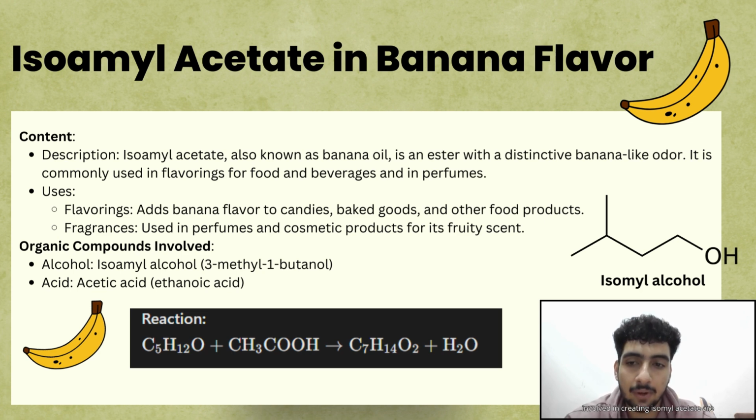The compounds involved in creating isoamyl acetate are isoamyl alcohol, also known as 3-methyl-1-butanol, and acetic acid. The chemical reaction can be simplified to C5H12O, which is isoamyl alcohol, plus CH3COOH, which is acetic acid. And it will give us C7H14O2, which is isoamyl acetate, plus H2O, which is water.